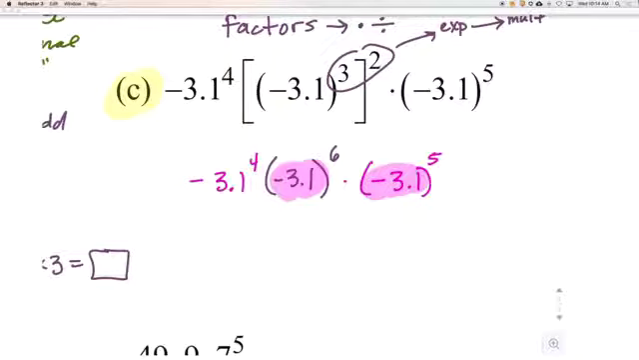Moving over to the far left, what is the base on the 4, everybody? Positive 3.1. Why is it not negative 3.1? Not in parentheses. Do you see how these other guys were in parentheses? This one is not in parentheses.